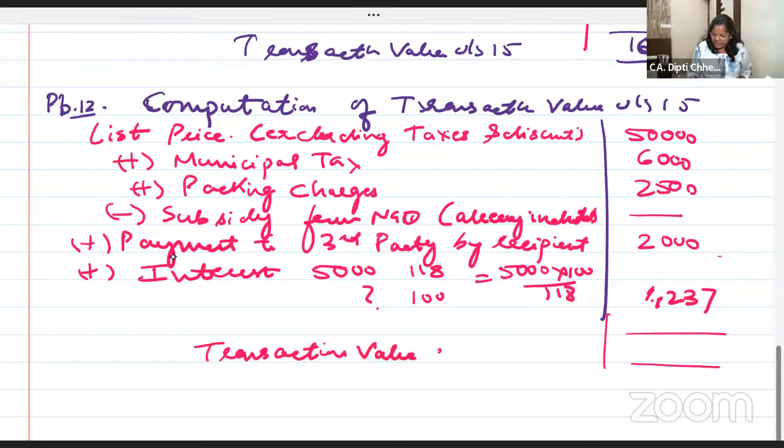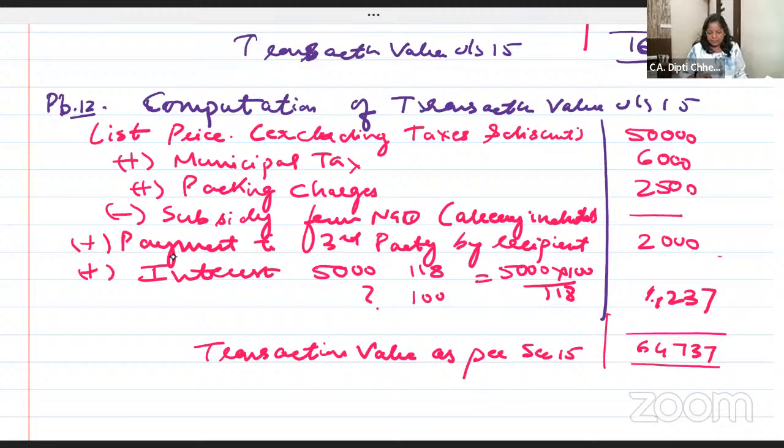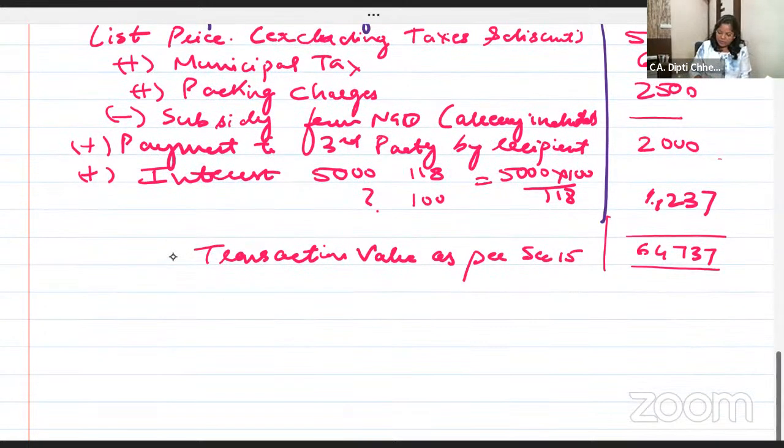Transaction value as per section 15. 50,000 plus 6,000 plus 2,500 plus 2,000 plus 42. 64,737 is the correct answer. 7 marks question from the recent exam. Yeah, you can write a note.